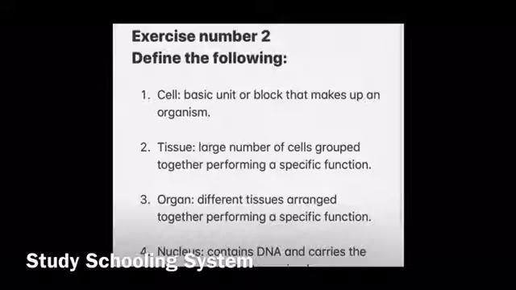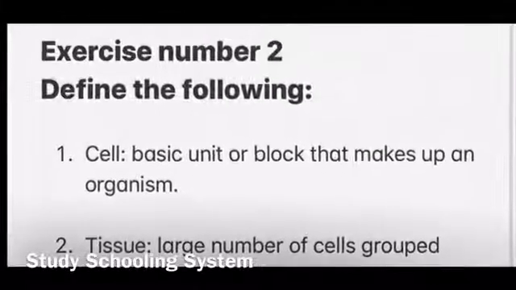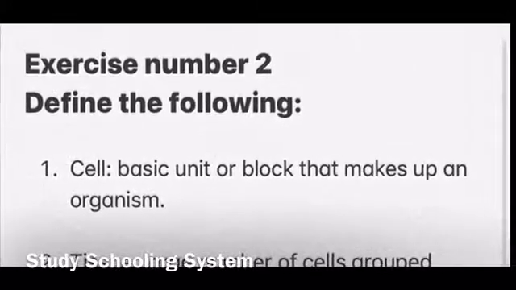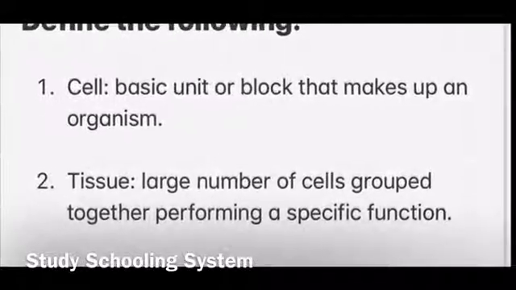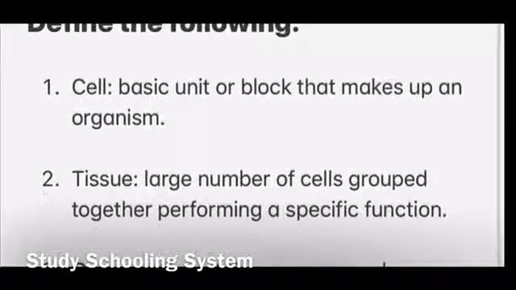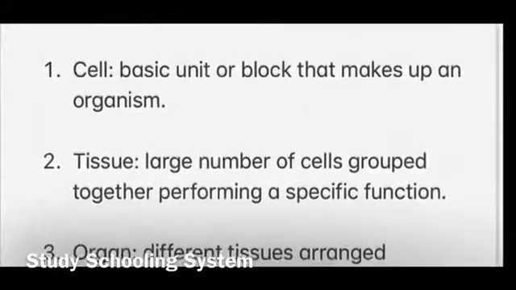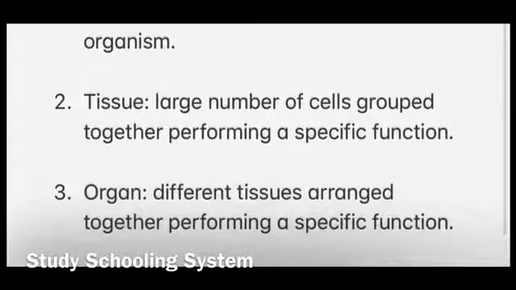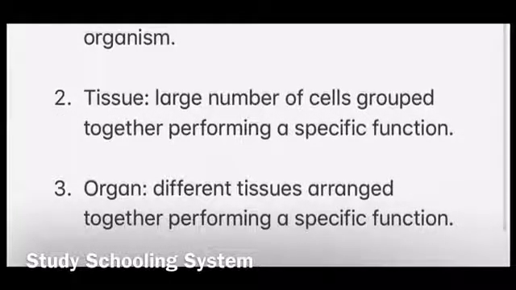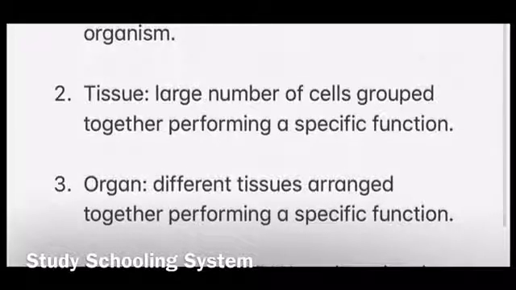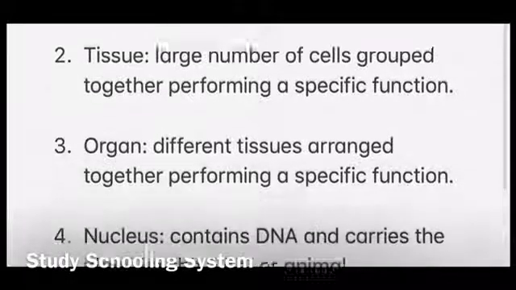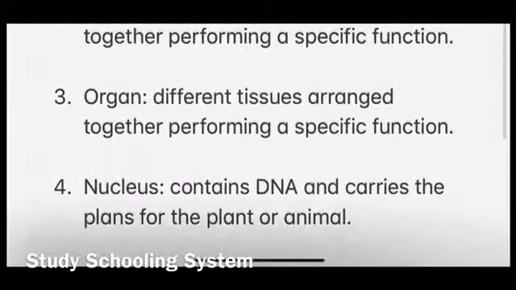So it's definitions. The first definition is cell. As you know, a cell is a basic unit or block that makes up an organism. The second definition is of tissue, and tissue is a large number of cells grouped together performing a specific function. The third definition is of organ, and an organ is different tissues arranged together performing a specific function. And then the fourth definition is of nucleus. As you know, the nucleus contains DNA and carries the plans for the plant or animal. The nucleus decides what type of cell that specific animal or plant cell will be, right?